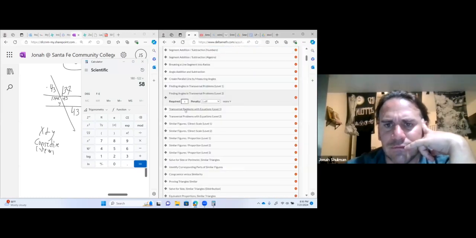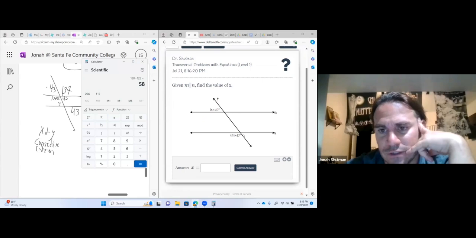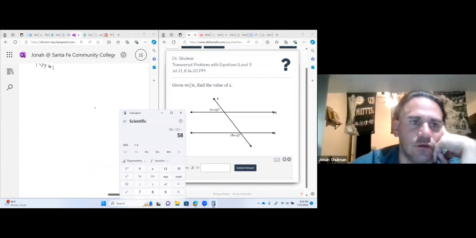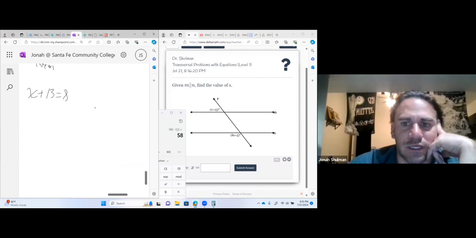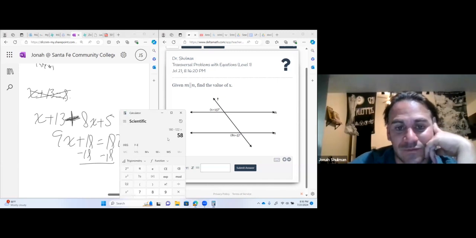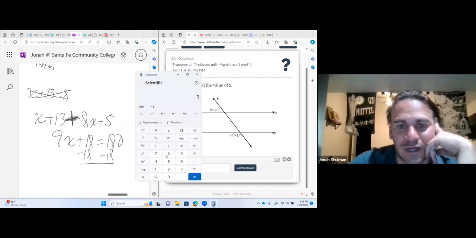All right, let's do another one. These are consecutive again, so this is going to require us to set equal to 180. So we have x plus 13 equals 8. Oh, that was if it was one up. That falls here, so it makes a half circle or a straight line. I've taught this lesson too many times. 8x plus 5, so we have 9x plus 18 equals 180. We minus the 18 on both sides. If you get confused, let a calculator be your guide, but you should always know how to subtract.